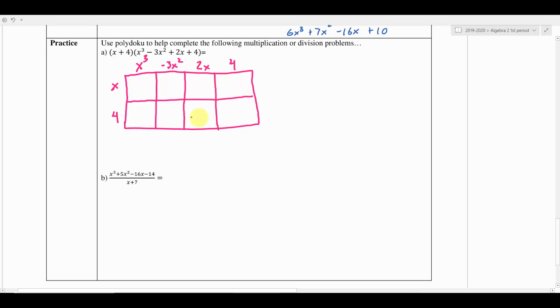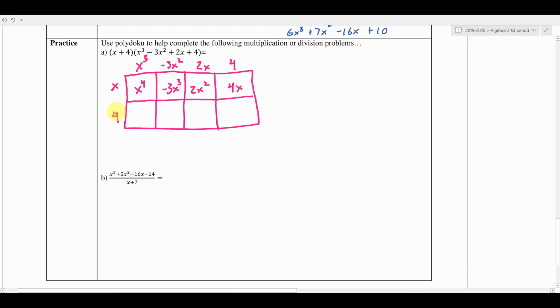And then we would just go through and multiply each piece, right? So we have x times x cubed, which is x to the 4th. And then we'll have negative 3x to the 3rd. X times 2x is 2x squared. X times 4 is 4x.